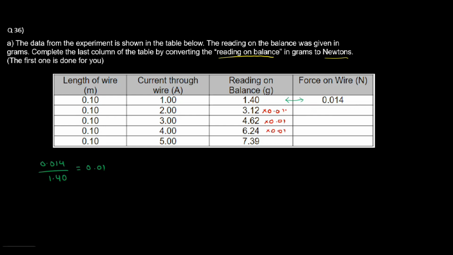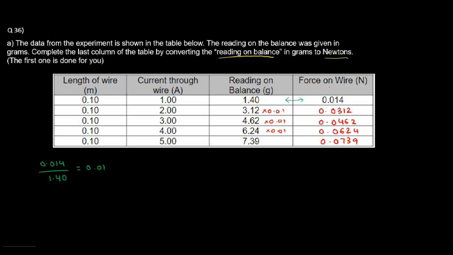So for every number over here, when I multiply with 0.01, I get 0.0312, 0.0462, 0.0624, and 0.0739.